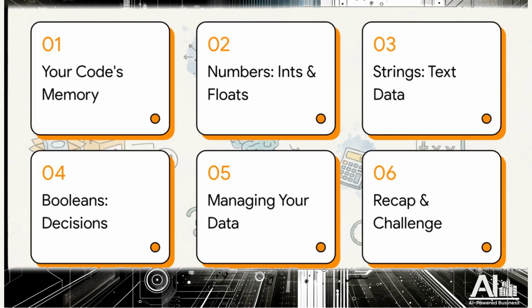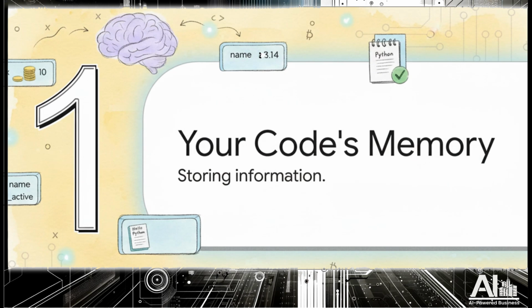So, here's what's on the menu today. First, we'll talk about your code's memory. Then we'll get into numbers, integers, and floats. After that, strings for working with text, and Booleans for making decisions. We'll touch on how to manage all this data, and then finish up with a recap and a little practice challenge for you. All right, let's jump right in.